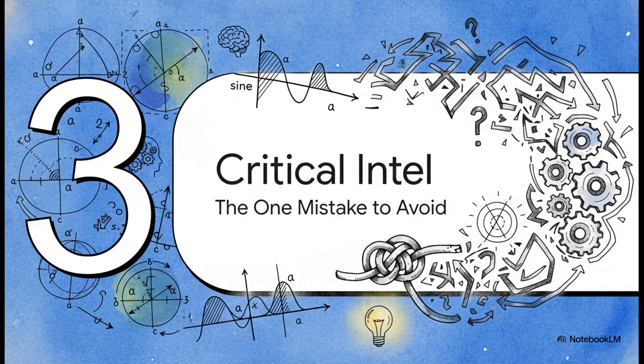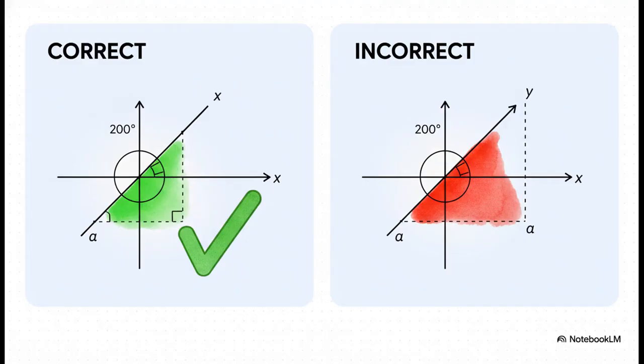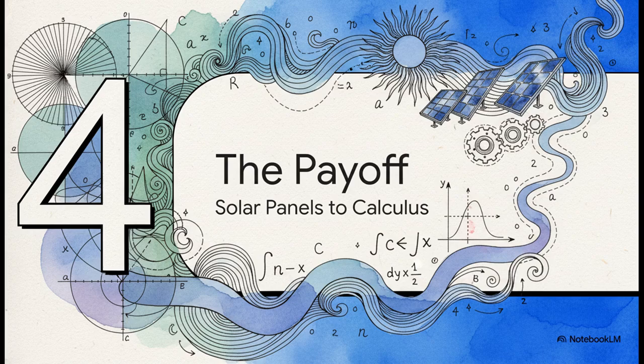Okay, we've seen how to get this right. But now we need to talk about the one critical piece of intel you absolutely need. The single biggest mistake that students make with reference angles. So here it is, the golden rule. Always make your bow tie connect to the horizontal x-axis. Your reference points are always 180 or 360. The mistake is trying to measure from the vertical y-axis, from 90 or 270. So for our 200-degree angle, you might be tempted to do 270 minus 200. Don't do it. It's always back to the horizontal. Remember the bow tie.